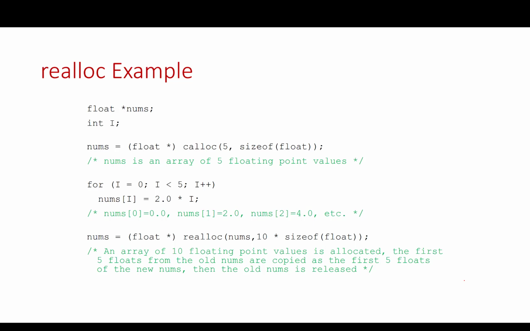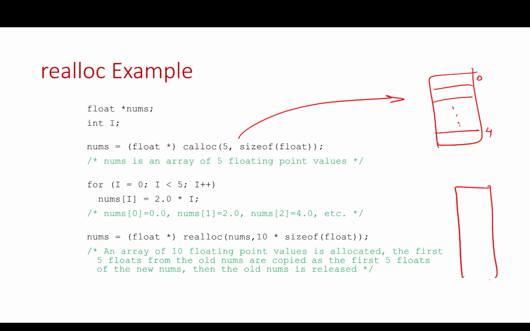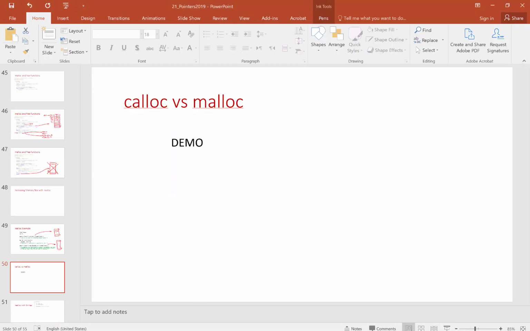Right? So again, the first one goes from 0 to 4. The second one goes from 0 to 9 using realloc. Okay, so let me give you an example to show what is the main difference between calloc and malloc, and we will finish. Just 1 minute and then we will be done.